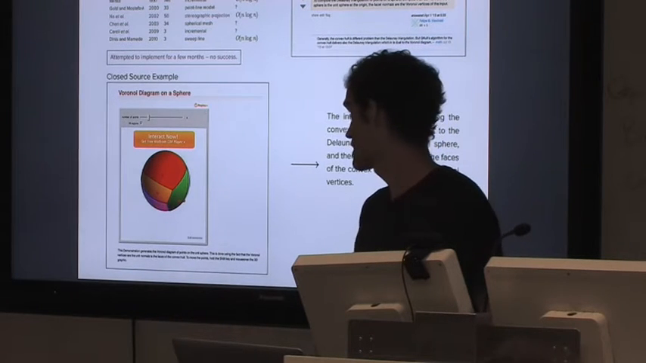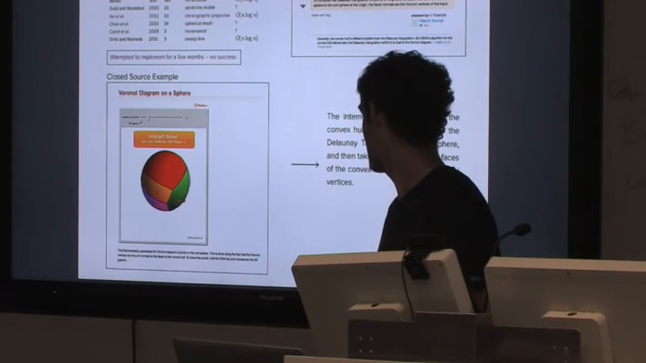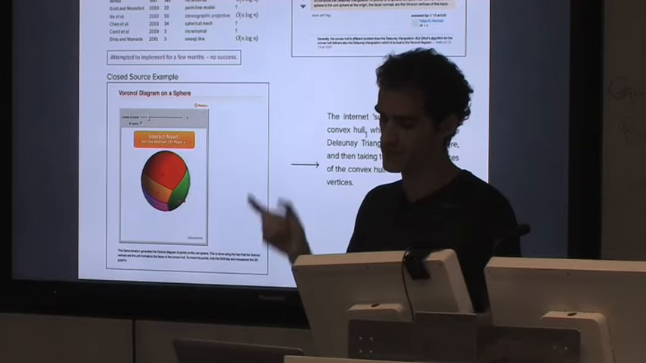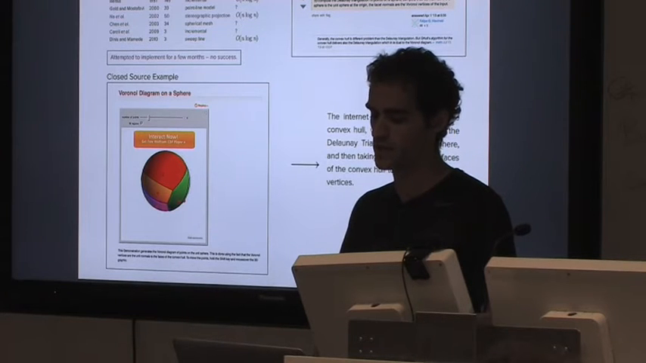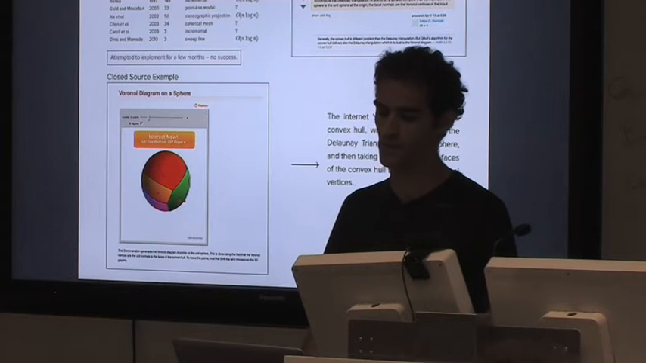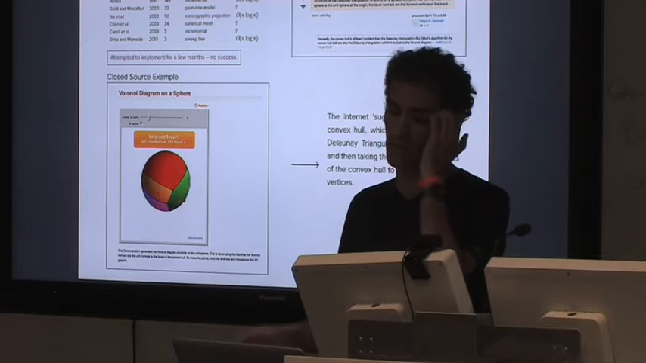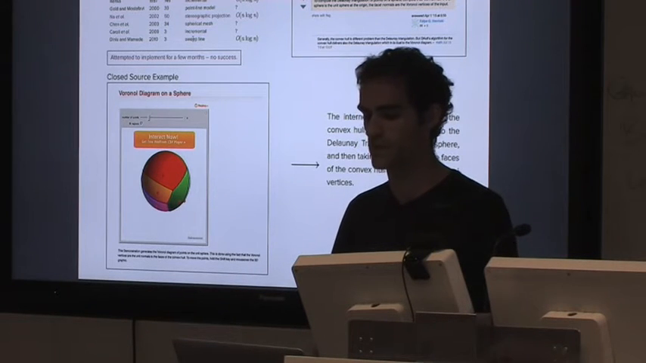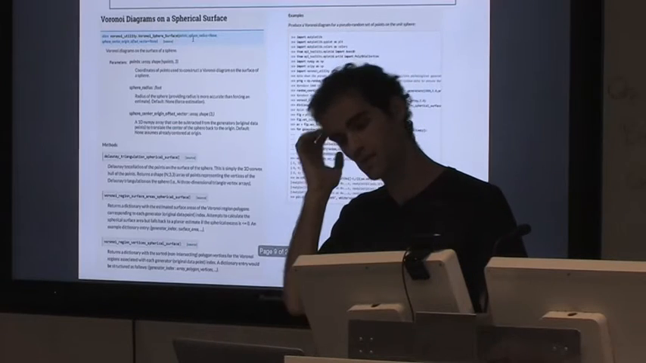But certainly the internet played a big role in suggesting that if you compute the convex hull on a sphere, on a perfect sphere, that's equivalent to the Delaunay triangulation. And then if you take the normals to the faces of the convex hull on the surface of the sphere, you get the Voronoi vertices. That's a much, much easier algorithm than any of these papers have implemented. So I thought I would try that.